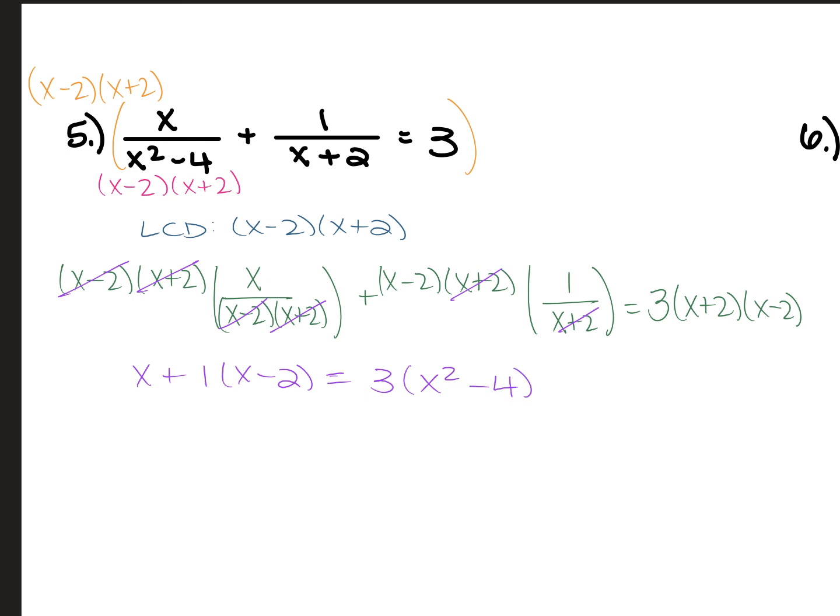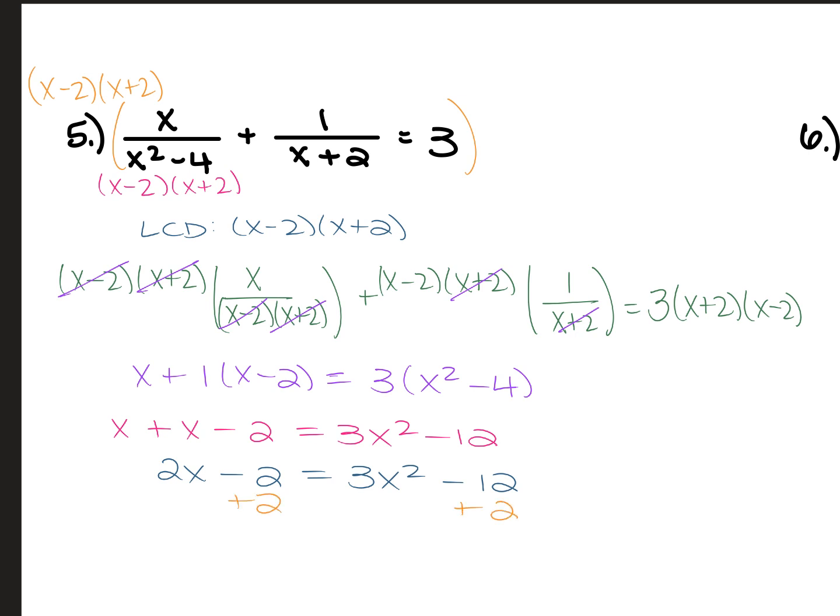So we're just going to multiply from here. This is going to give us x plus x minus 2 is equal to 3x squared minus 12. We have like terms that we can combine on the left side. So that's 2x minus 2 is equal to 3x squared minus 12. We're going to move the 2 over by adding it to both sides. We're also going to move the 2x over by subtracting it from both sides. So this gives us 3x squared minus 2x minus 10 is equal to 0.